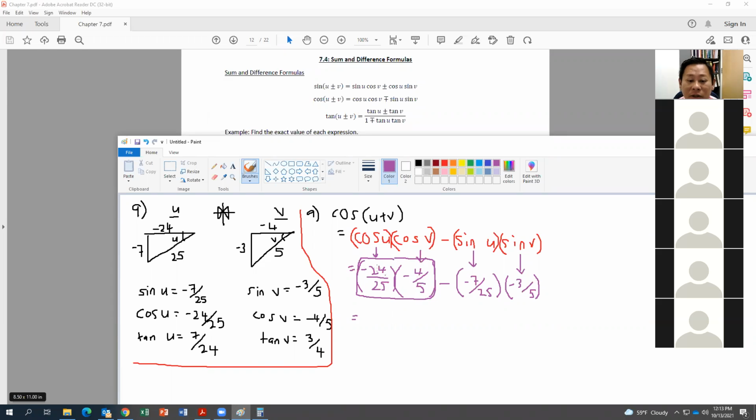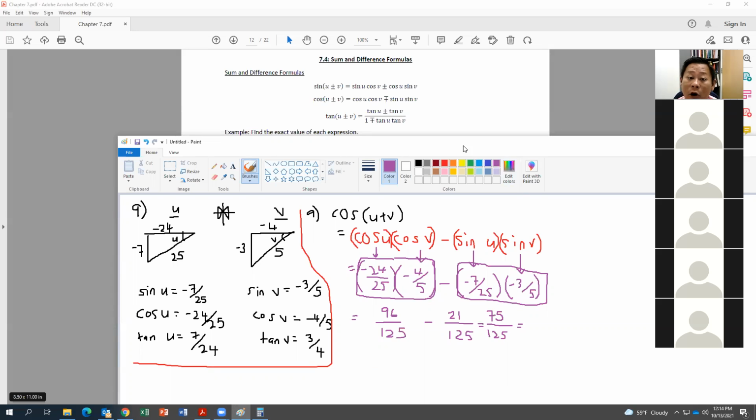Straight across. So what's negative 24 times negative 4? 96. And 25 times 5 is 125. And then same thing over here: multiply across. Negative 7 times negative 3 is 21, and you get 125, right? Since they are the same denominator, you can subtract. Can someone help me subtract these two numbers? 75. And reduce it.